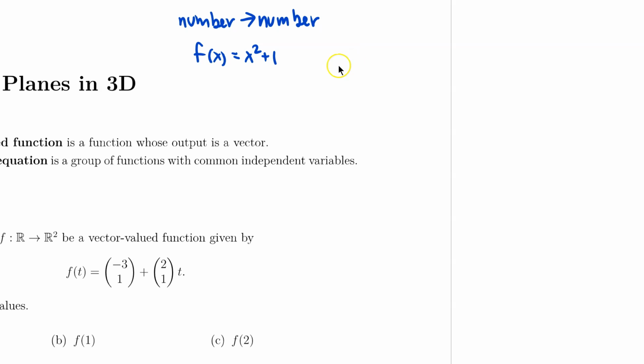Now, however, if we have a vector valued function, we're going to talk about a function that sends a number to a vector. So that means my f of, let me use a variable t here, my f of t is going to be a vector now.